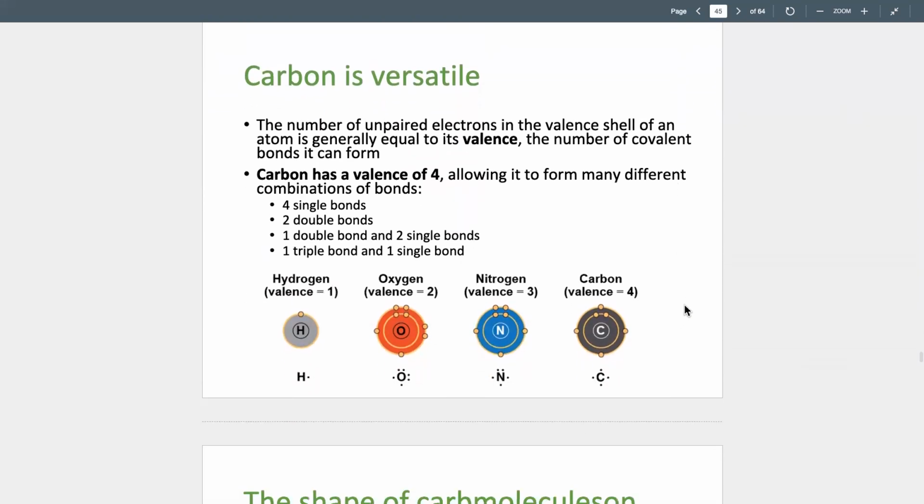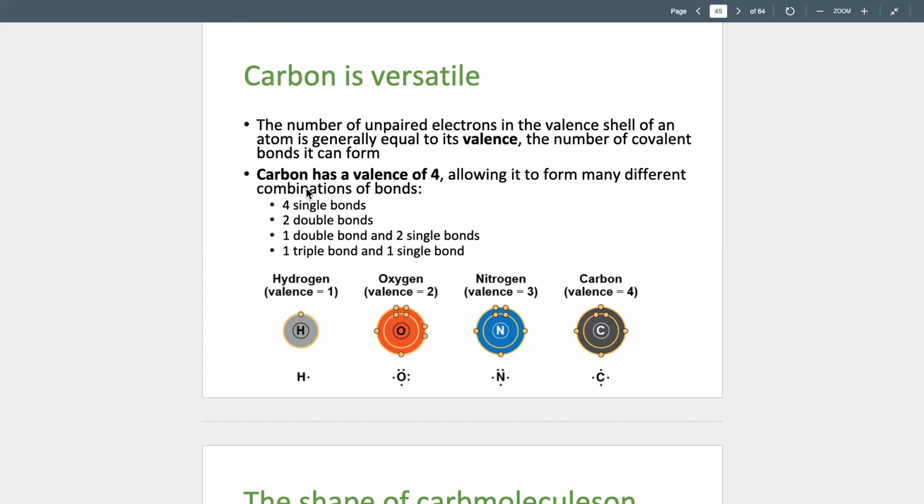Carbon is versatile, so the number of unpaired electrons in the valence shell of an atom is generally equal to its valence number. So the number of covalent bonds it can form is based on the number of unpaired electrons. So if you look here, hydrogen has 1 electron in its valence shell. Its valence number is 1. Oxygen has 6 in its valence shell, sorry, but its valence number is 2.